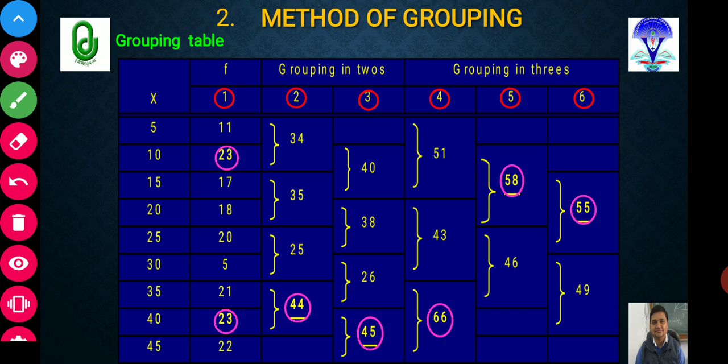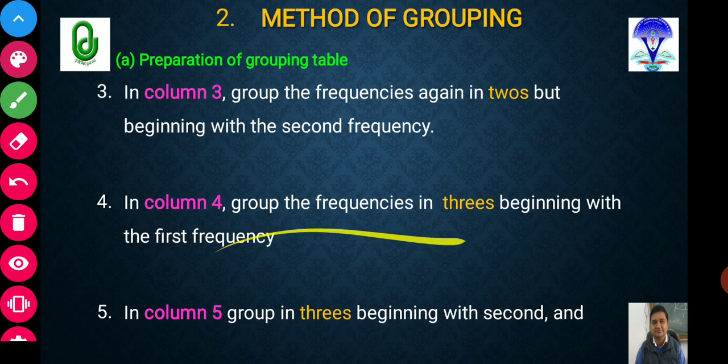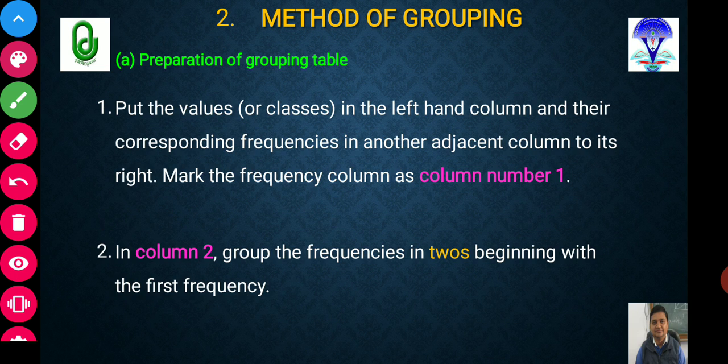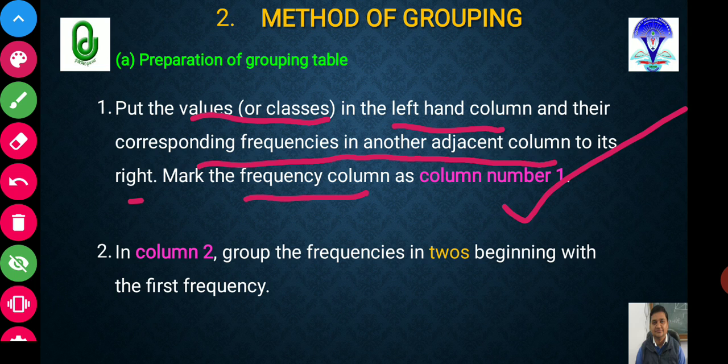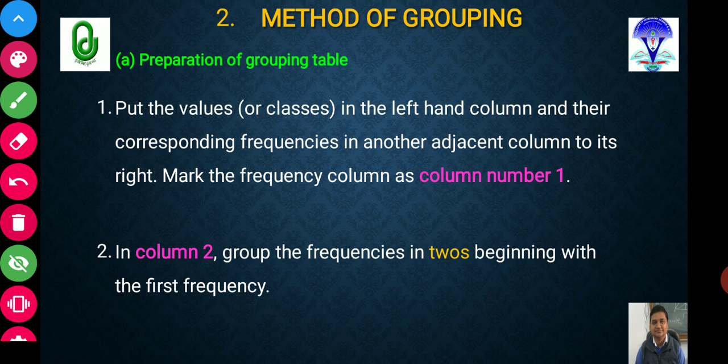Now just simply we will see the previous slides and read what we have already done. So what it is telling, put the values or classes in the left hand column and their corresponding frequency in another adjacent column to its right. Mark the frequency column as column number 1. So we have already marked the frequency column as column number 1. In column 2, group the frequency in 2 beginning with the first frequency.